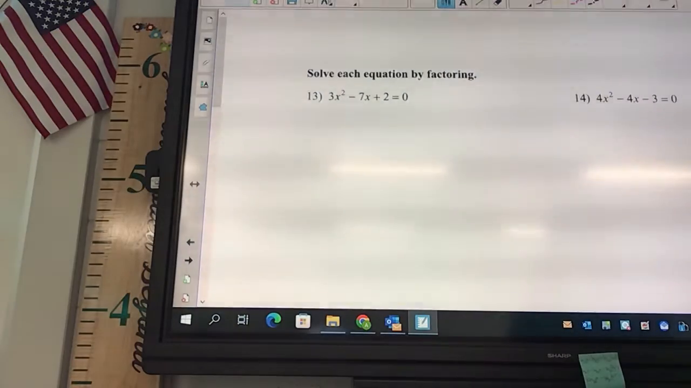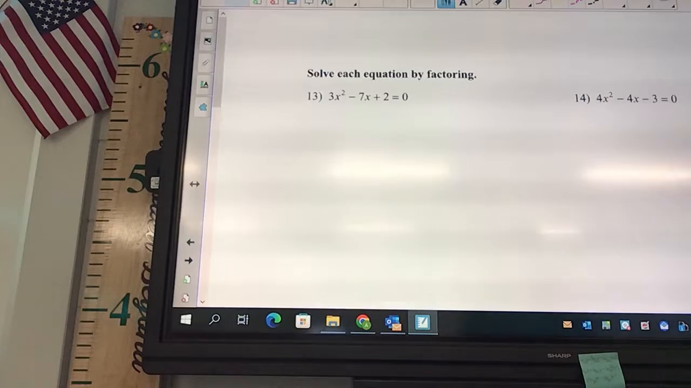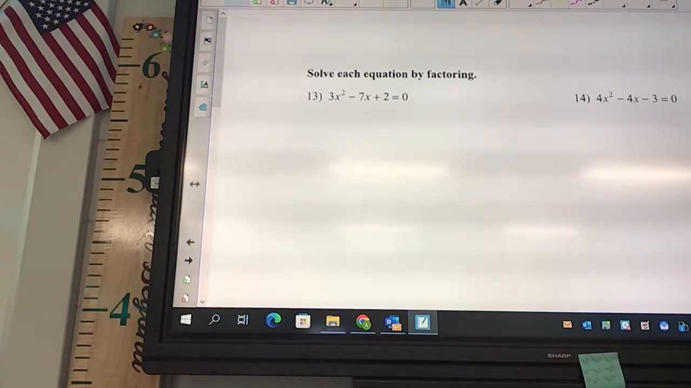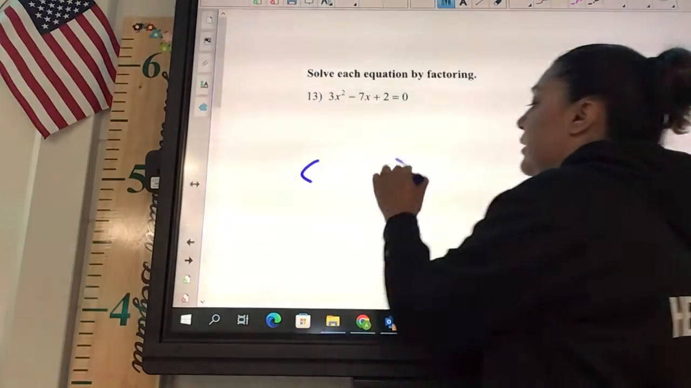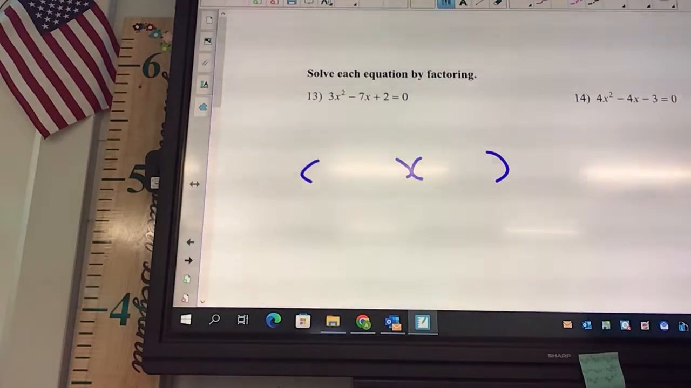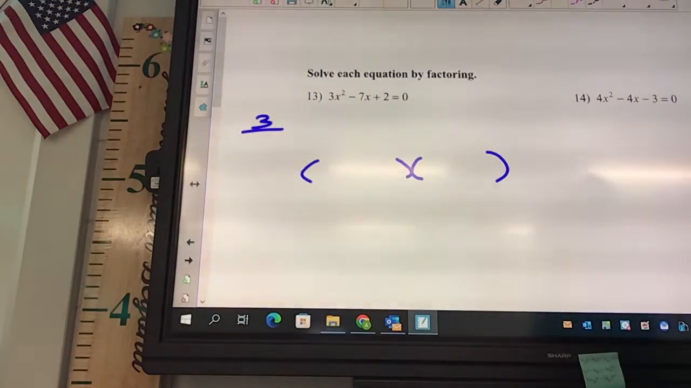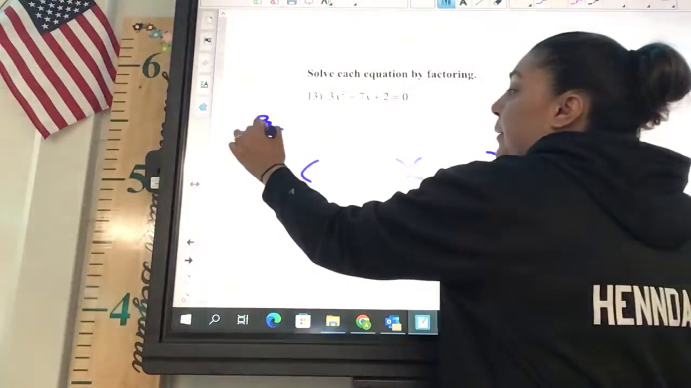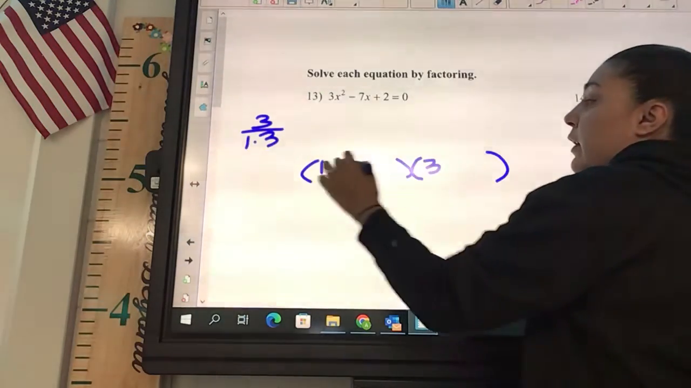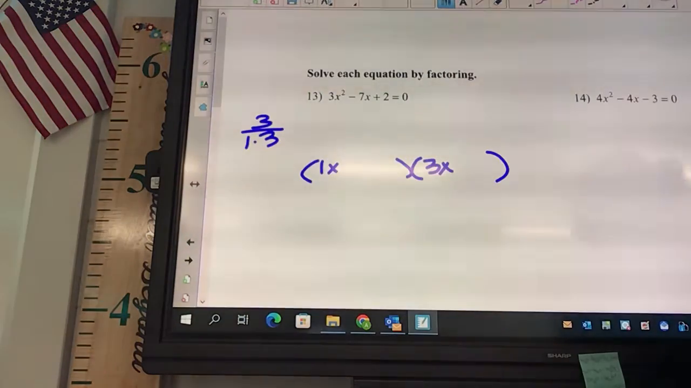Okay, solve each equation by factoring. Is this where a equals 1 or not? What is a? 3. Okay, so this is not the a equals 1 method. These are the, I don't want to say harder ones, but a little bit. You're still going to draw 2 parentheses, and we find factors of our a, which is 3. What are some factors of 3? 1 and 3. Since that's our only option, we can fill that in. 1 and 3, x and x.